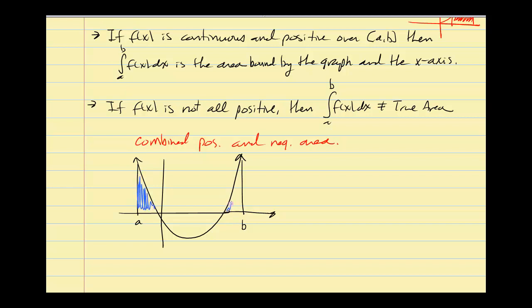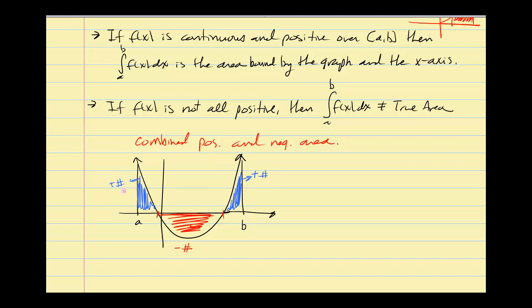This area over here would be positive area as well. Now this area beneath the curve would be negative area. So if I actually found the integral from whatever this point is to here, I'd get a negative number here. Up here, I would get a positive number. Over here, I'd get a positive number.